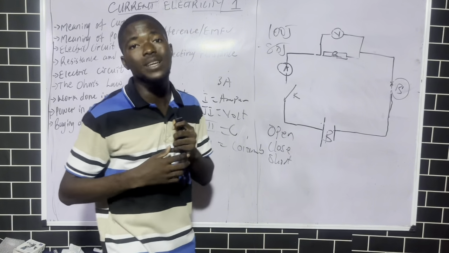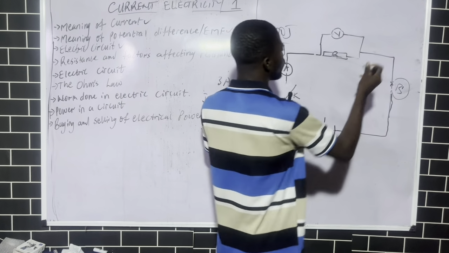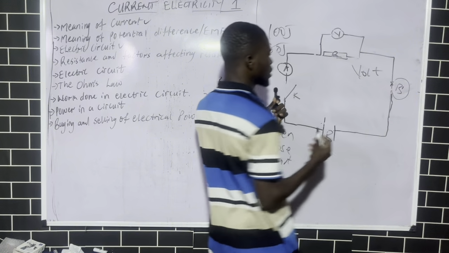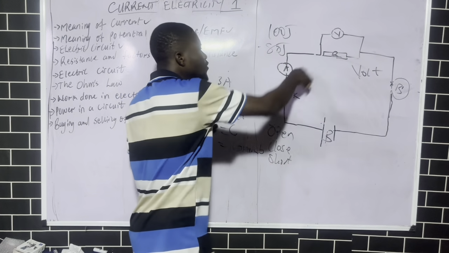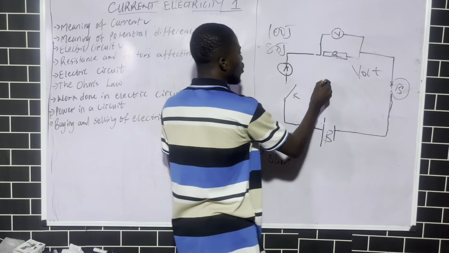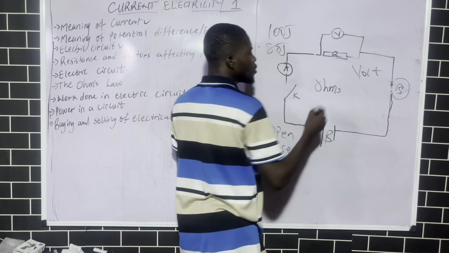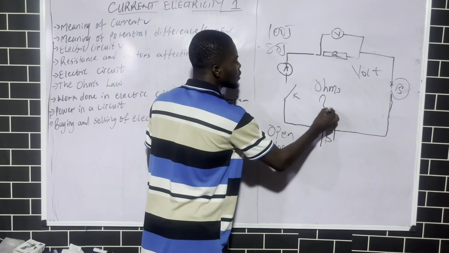Unit of potential difference is volt. Don't forget, volt is the unit of potential difference. Unit of resistance is ohms. Don't forget. Or it can be written as this.